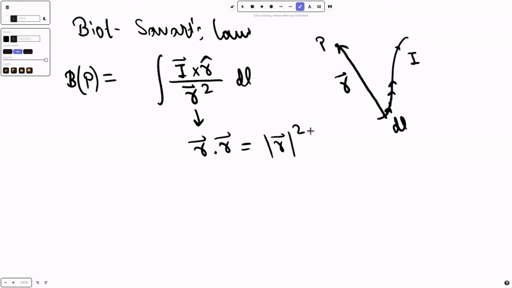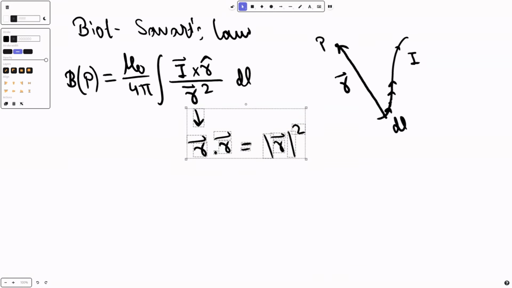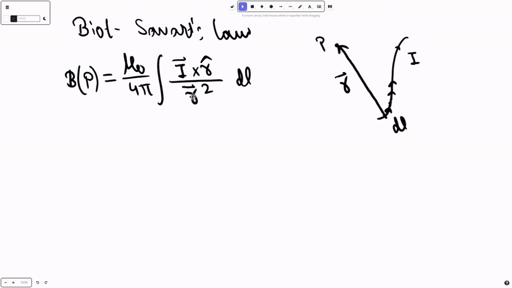So what you can do is simply take the magnitude of this and square it, or you can do the dot product of the vector. The same thing will come out, and in the front we'll have mu naught by 4 pi. Let's understand this formula closely. First off, my magnetic field is a vector quantity and the direction is given by I cross R.